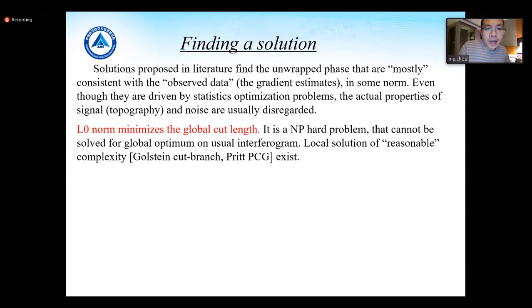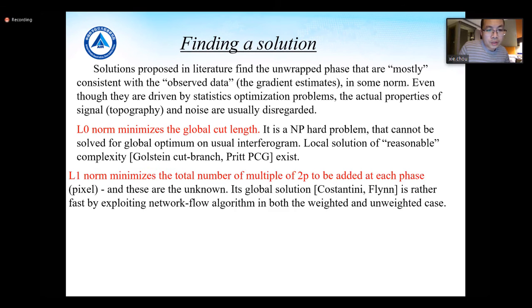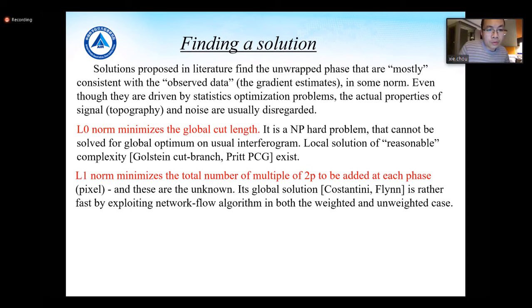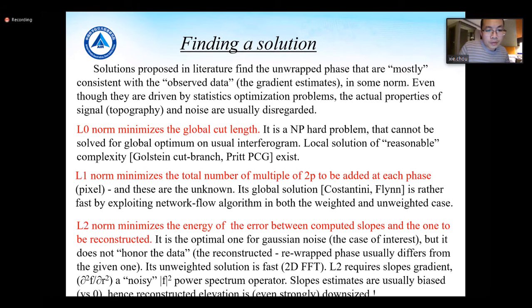There are three different types of solution for unwrapping. One is the L0 norm, which minimizes the global cut length. The second one is the L1 norm, which minimizes the total number of multiples of 2 pi to be added on each phase. The last one is the L2 norm, which minimizes the energy of the error between the computed slopes and the one to be reconstructed.